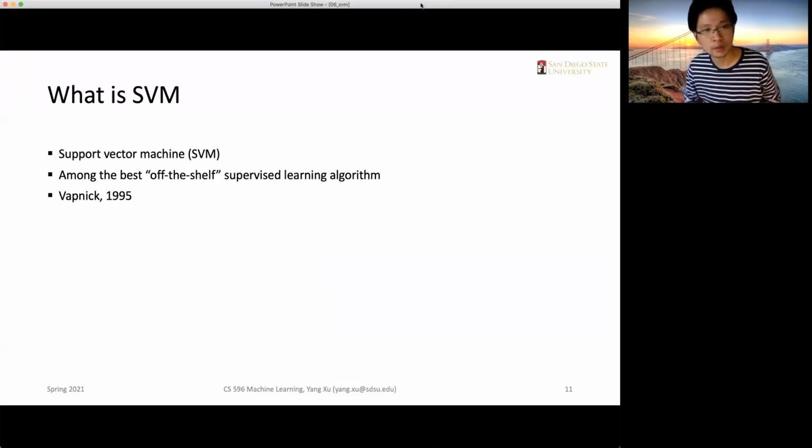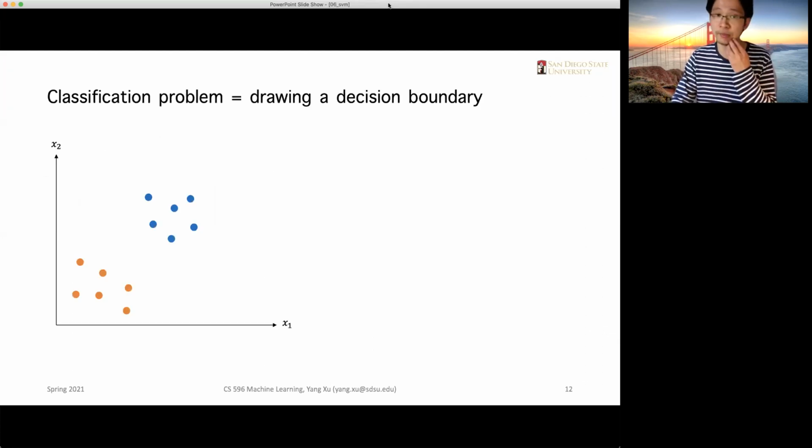Okay, so I think it's time to talk about support vector machine. A little bit of background. It was first invented in 1995, and as I said, it's still a commonly used first choice to try out some simple baseline models. And the idea is also quite straightforward.